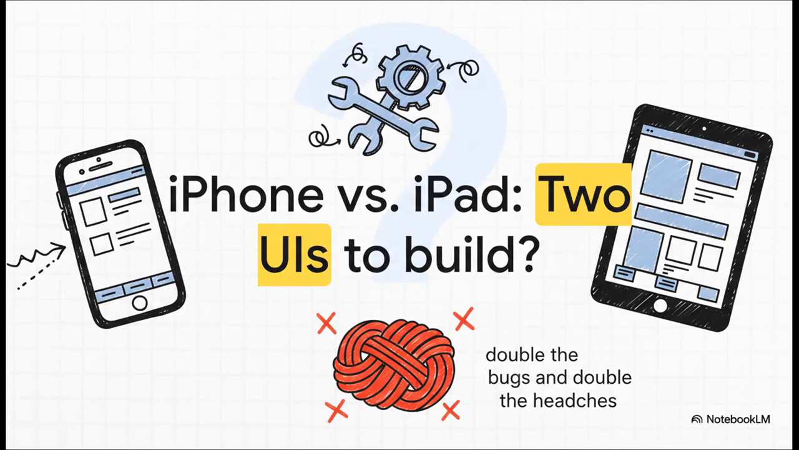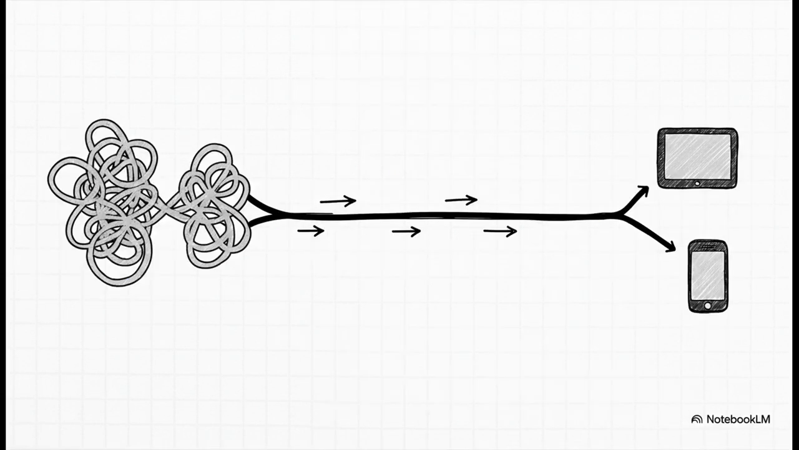So, here's a situation every developer knows all too well. You've spent weeks, maybe months, perfecting your iPhone app. It looks great. But now it's time for the iPad version. So, what do you do? Do you really have to build and maintain two totally separate user interfaces? I mean, that's double the work, double the potential for bugs, and honestly, double the headaches. But what if there was a better way, a smarter way? What if you could just create one single flexible UI that just adapts?